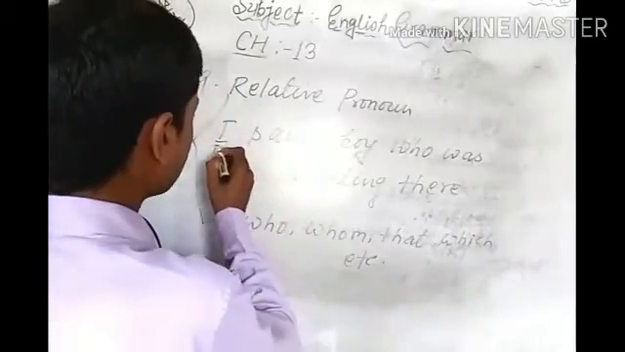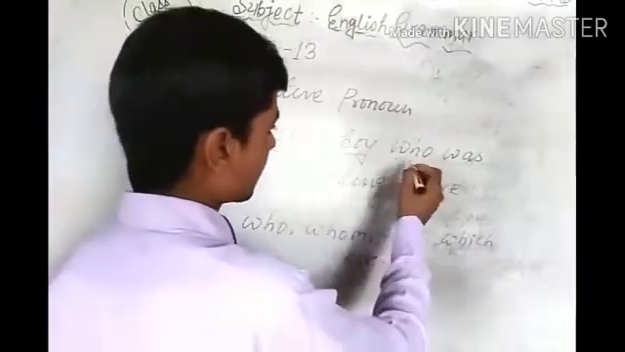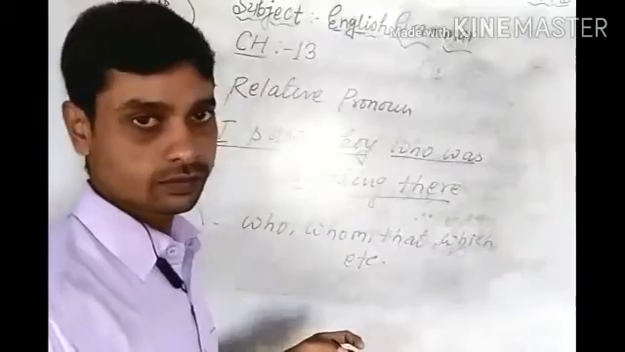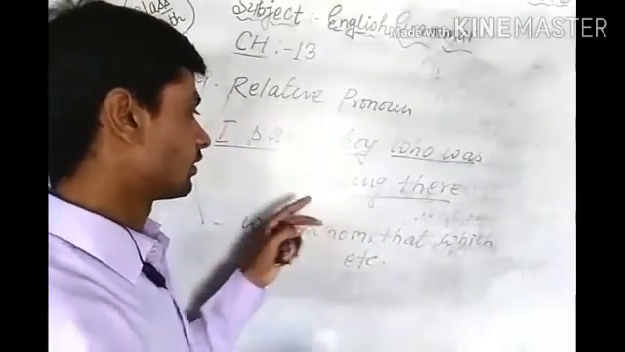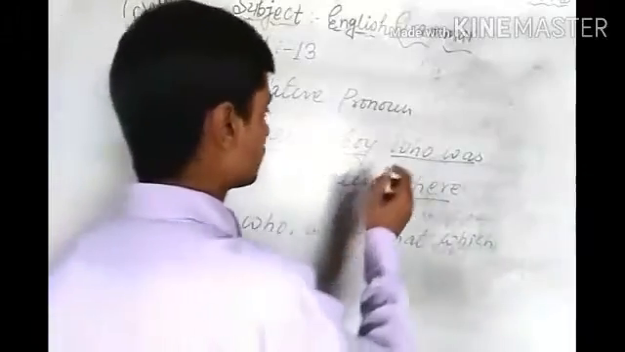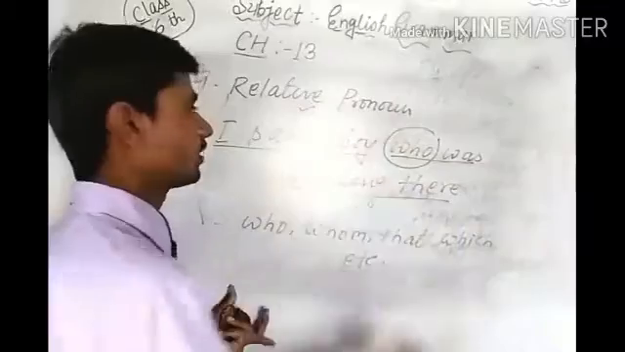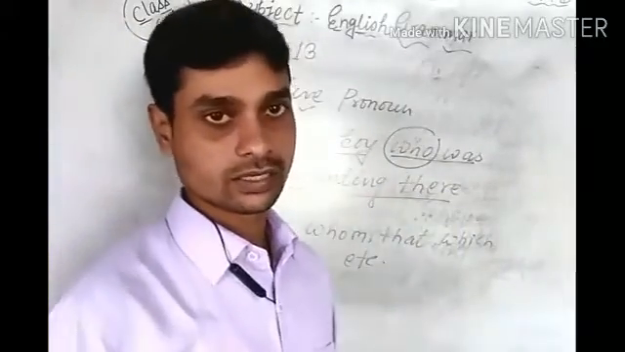Look at the sentence, I saw a boy. This is the first part, and the second part is who was standing there. There are two finite verbs in this sentence. I saw a boy who was standing there. There are two sentences, but they are joined by who, and who is called a relative pronoun. Okay, students, so relative pronouns are used as connectors.